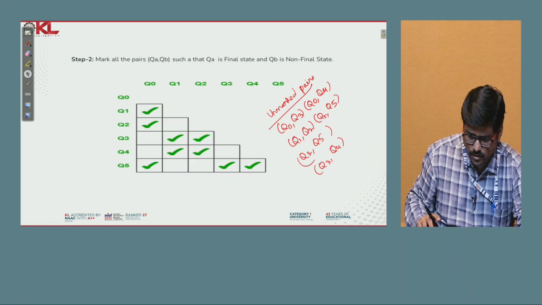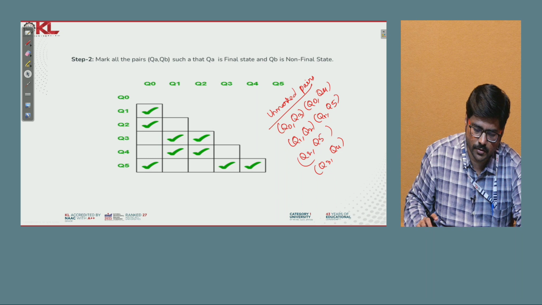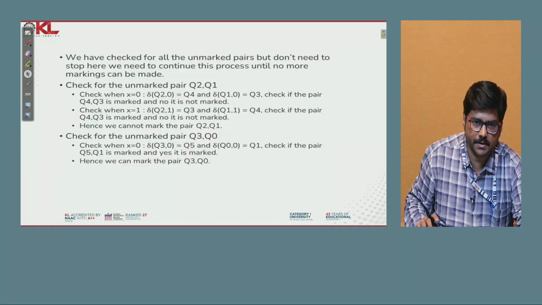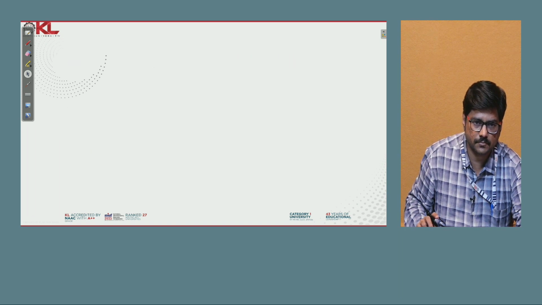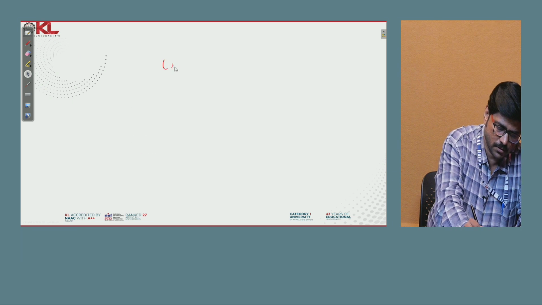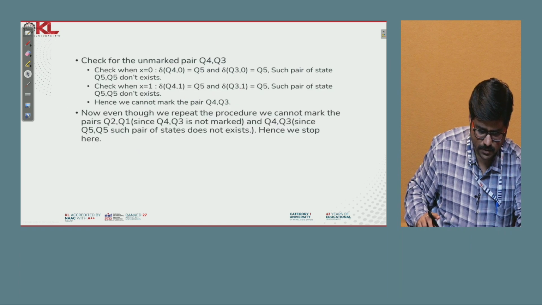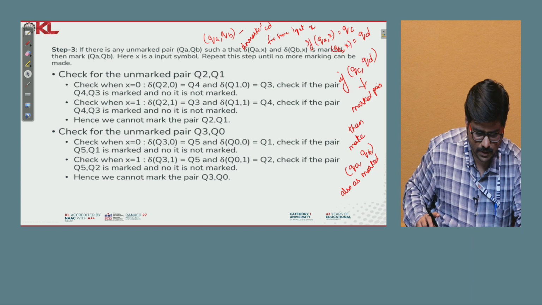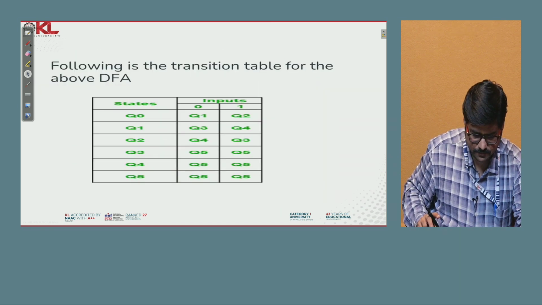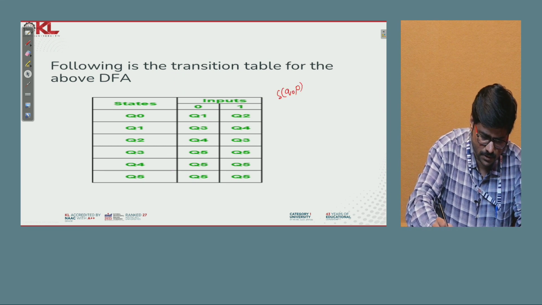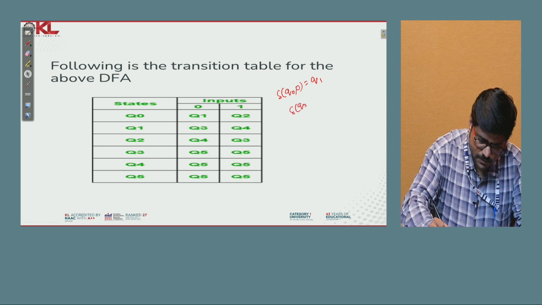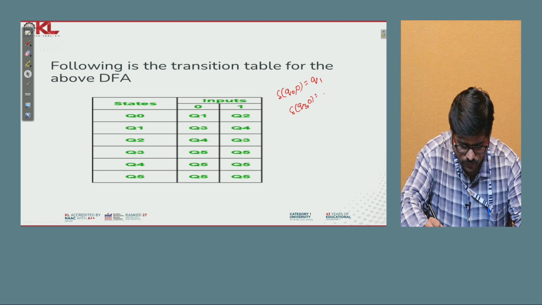So now the first unmarked pair, what are the unmarked pairs that we have noted? Q0 Q3. So now Q0 Q3 acts as QA QB, right? I am explaining this here. Now we have to first check what is delta of q0 comma 0 and delta of q3 comma 0. If you see in the transition table, delta of q0 comma 0 is q1, delta of q3 comma 0 is q5.